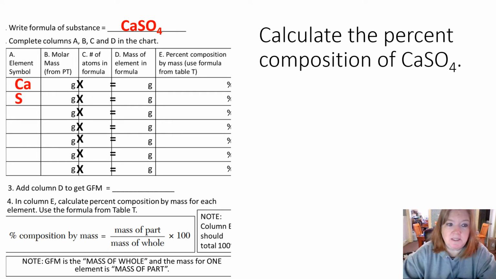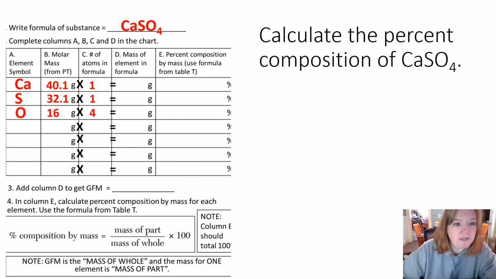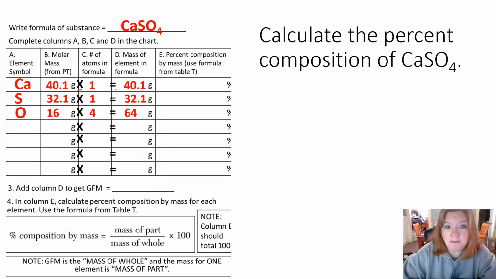I'm going to write the element symbols. So I have 3 elements. I'm going to look them up on the periodic table and write down their molar masses. Now I'm going to look at the formula and see how many atoms of that element are in the formula. So essentially I'm checking subscripts. All right, so I write them down. Now this symbol is meant to remind you, in order to get the mass of the elements in the formula, I multiply the molar mass by the number of atoms. So you do that multiplication.